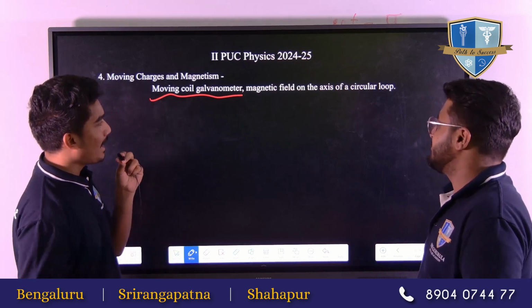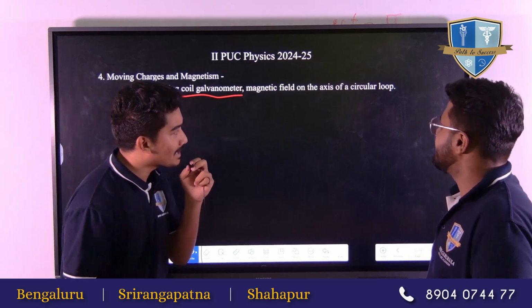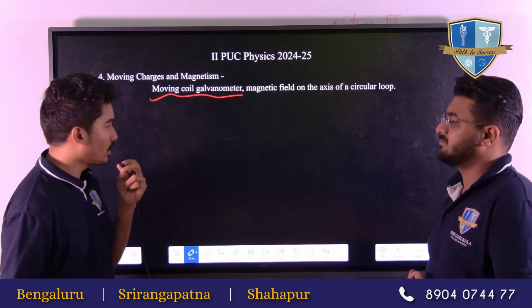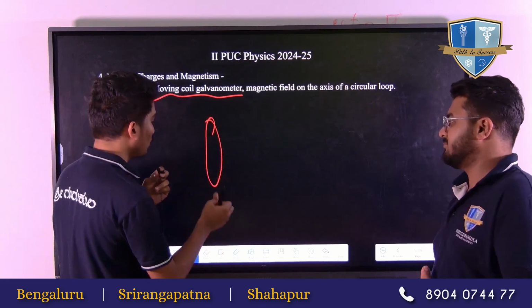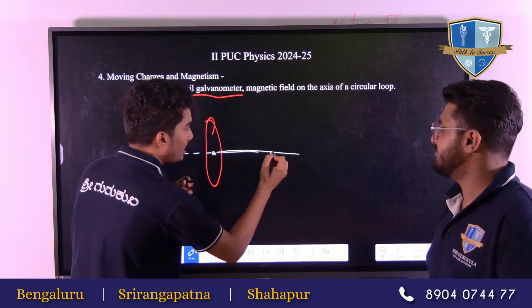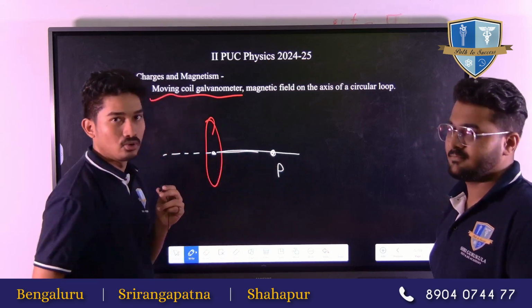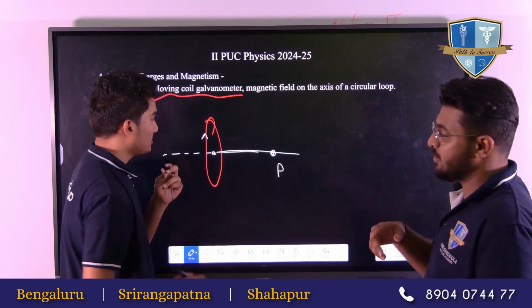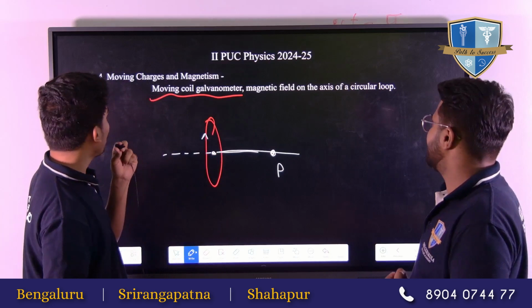The next thing they may ask is the magnetic field on the axis of a circular loop. So this is our circular loop and this is its axis. This is the center, okay? So they may ask the magnetic field at a point P on the axis due to this current carrying circular loop. So these are 2 important questions from this chapter.